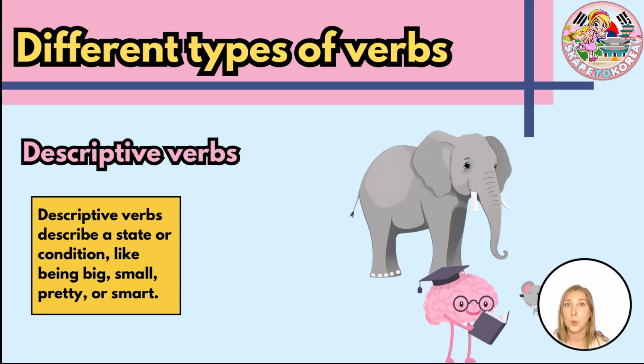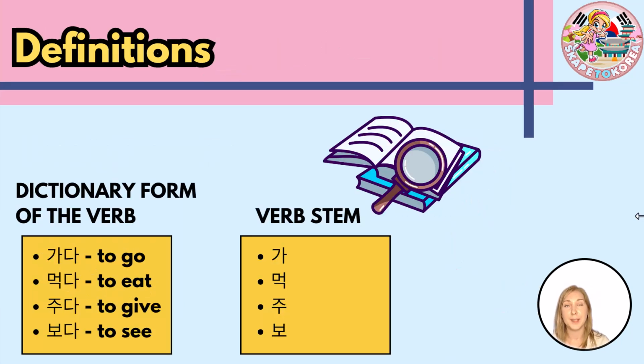But unlike English, where adjectives are a separate part of speech, Korean treats adjectives more like verbs. These are called descriptive verbs and they also end in 다, their dictionary form. When used in a sentence, they need to be conjugated much like action verbs. I will cover descriptive verbs in another video in more detail, but for now, just know that they are treated similarly to verbs. But still, descriptive verbs are like adjectives where they describe a state or condition like being big, small, pretty, or smart.